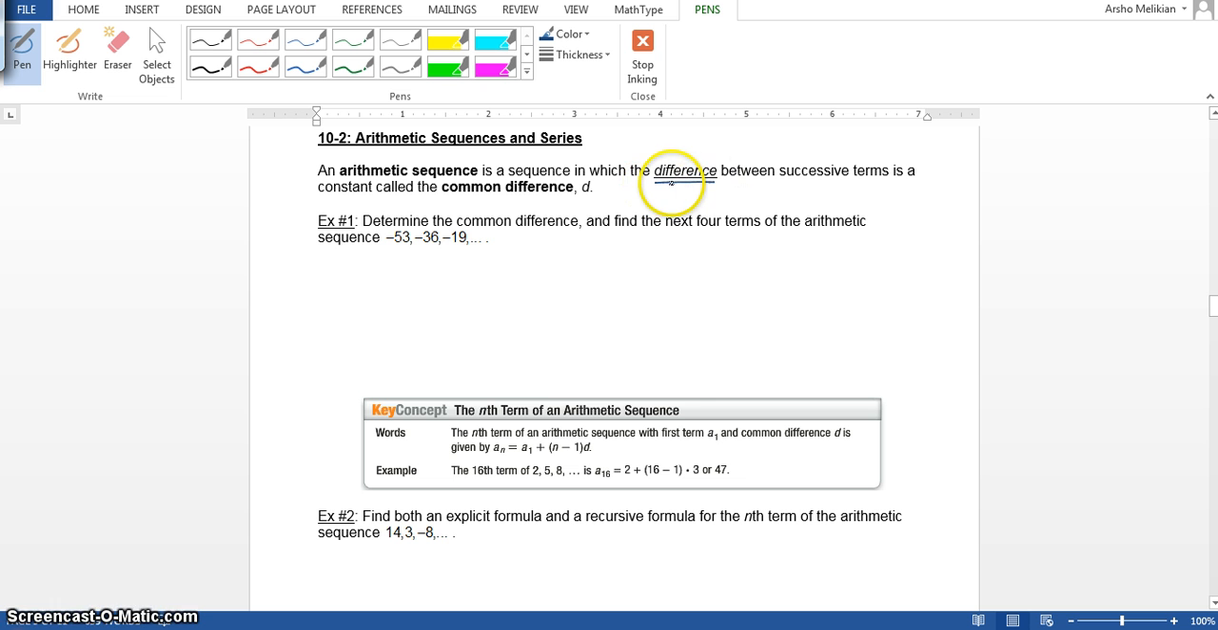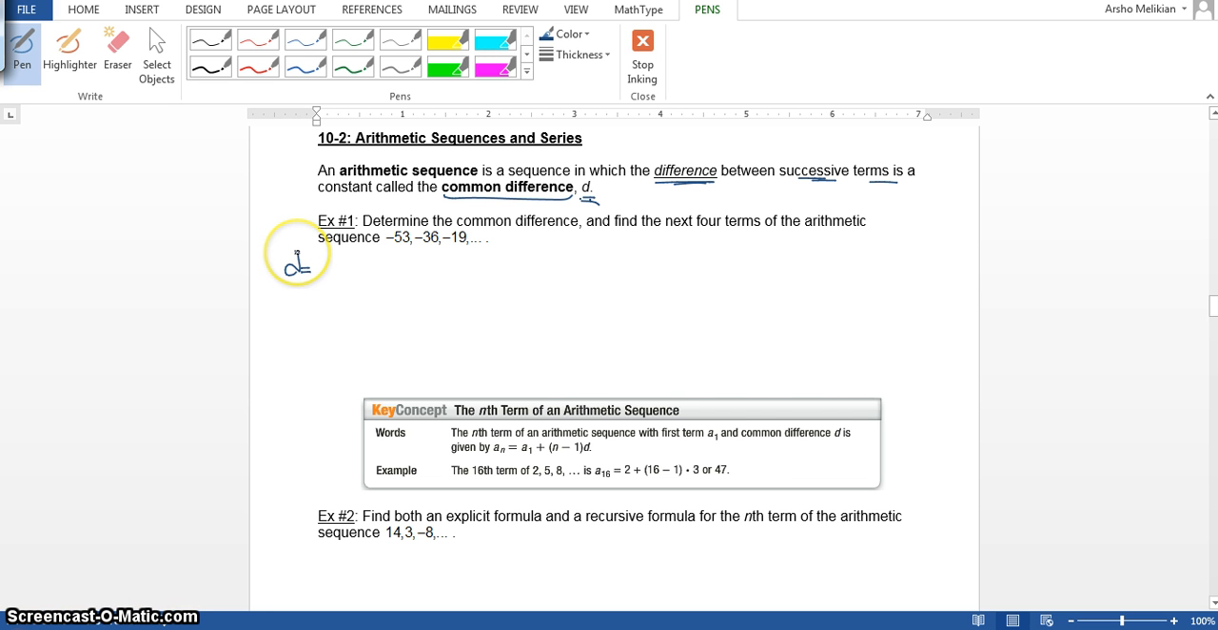Another way to say that is that the difference between successive terms is a constant. That constant is called the common difference, and it's denoted by the letter d, lowercase d. So let's start off with a very easy example. We're given the beginning few numbers of a sequence here. We have to find the common difference and then find the next 4 terms of the sequence.